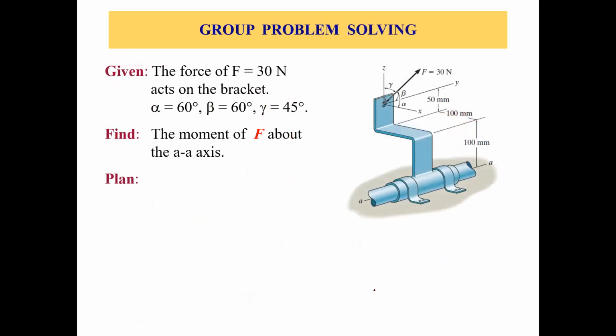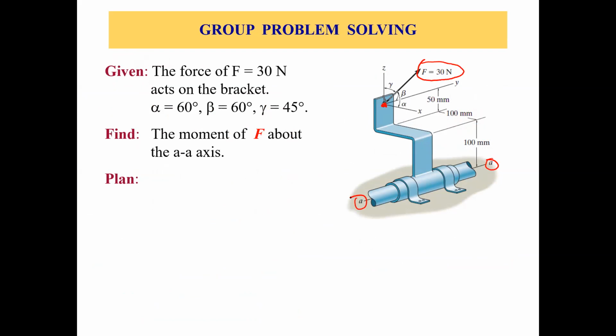Let's do another problem. If you look in this figure, there's some kind of bracket with this force F, 30 Newtons, acting at this point. And we have this axis AA in some direction at some point. Now, let's see. What's given?